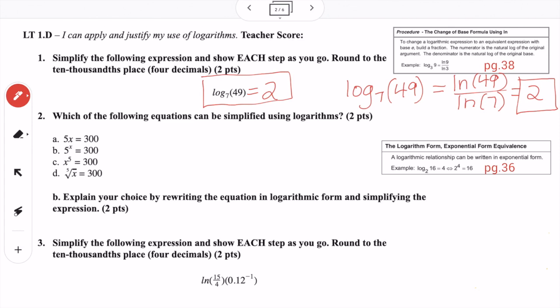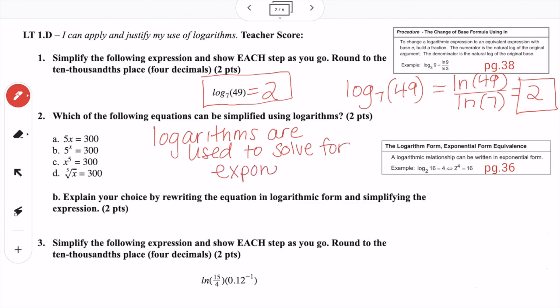For number 2, which of the following equations can be simplified using logarithms? Well, you have to remember that logarithms are used to solve for exponents. And there's only one exponential function here, and that would have to be choice B. It's the only one where your variable is in the exponent position.